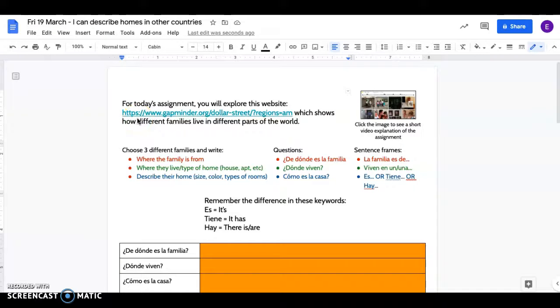Okay, for today's assignment, you're going to be looking at a website and it shows how different families live in different parts of the world. So before we go to that, just know you're going to be looking for where the family is from, de donde es la familia, where they live, or like what type of home, if they live in a house or apartment, donde viven, and then you're going to need to describe their home from like the size, the color, the types of rooms in there, como es la casa.